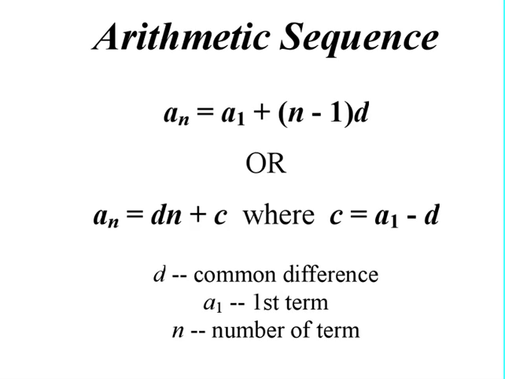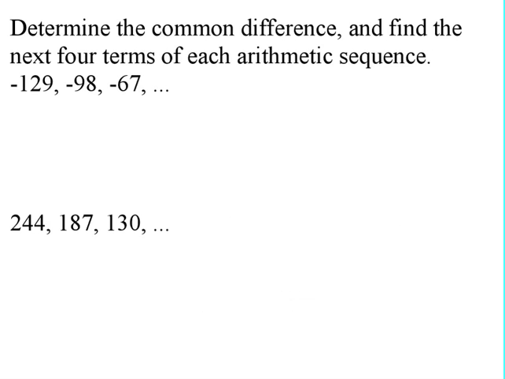Ready to go? Okay. So now it says determine the common difference and find the next 4 terms of each arithmetic sequence. So this one should be fairly easy because we're doing the exact same thing we did yesterday. So what is my common difference in this problem? Or what am I doing? Adding. Adding what? 31. Adding 31. Okay, so that's my common difference. That's the first answer. Now what I need to do is find the next 4 terms.